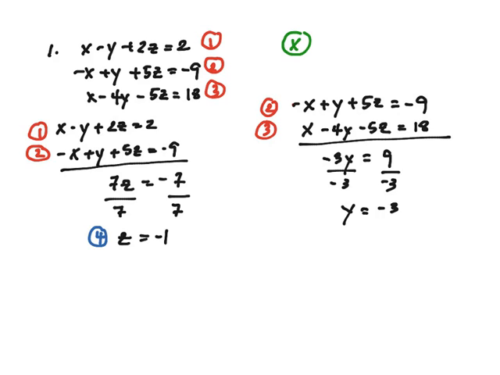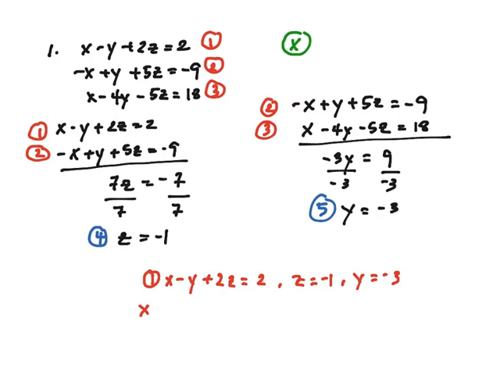Now I have my fifth equation. Do I need to combine them? No. I do not need to eliminate another variable. I've already solved for my y and z. All I need is x. So I'm going to take one of the equations from the top. So I'm going to take 1, x minus y plus 2z equals 2. And I'm going to substitute z equals -1 and y equals -3.